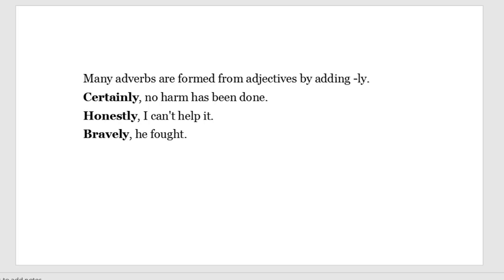Many adverbs are formed from adjectives by adding -ly. Certainly, no harm has been done. Honestly, I can't help it. Bravely, he fought.